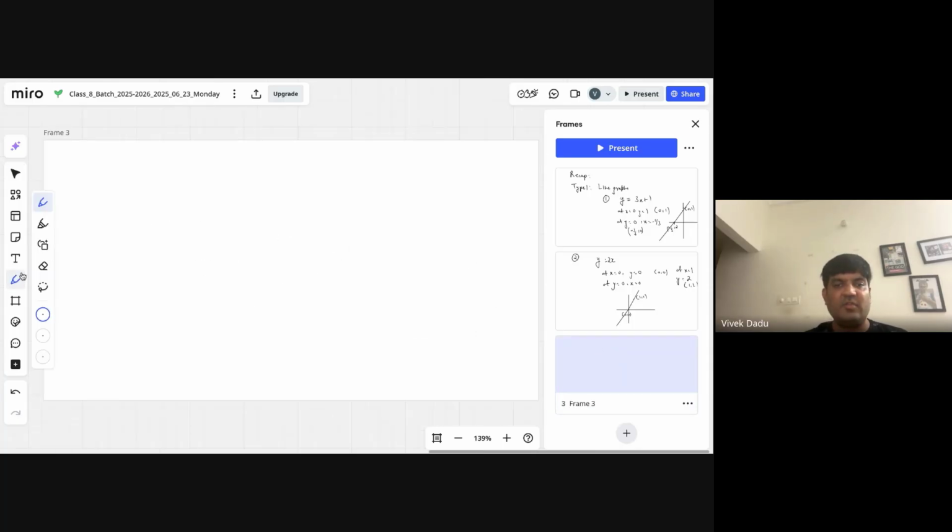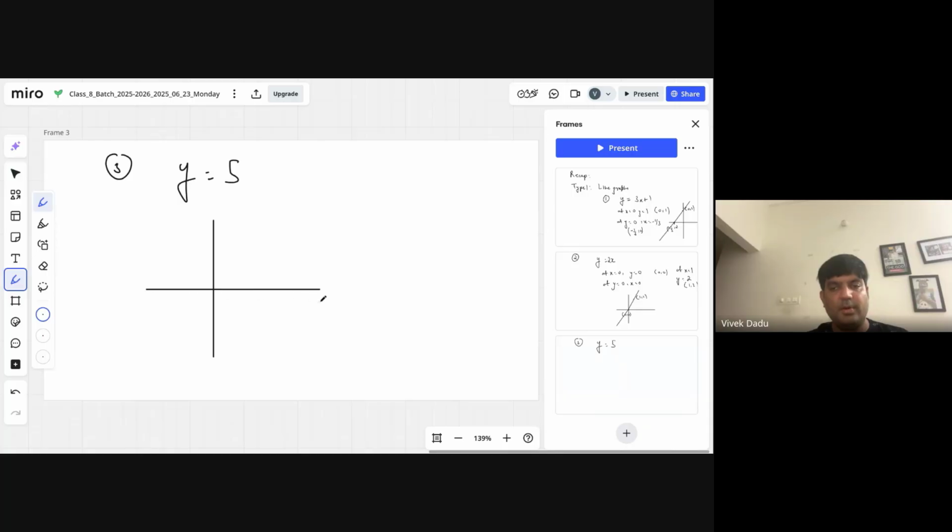Then third variation was when there is only one variable. Something like y equal to 5 is there. So what do you do? You take all the points with y equal to 5. 0, 5, 1, 5, 2, 5. And same way this side also, minus 1, 5, minus 2, 5. What it means is that x can vary, but y will be 5. So how does the line come? A straight line with all these points falling on it. Getting?